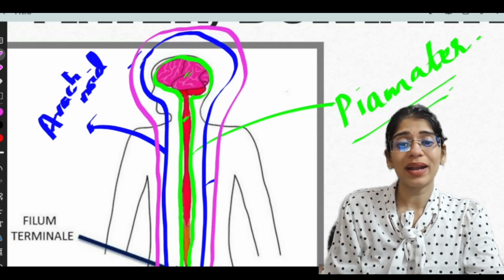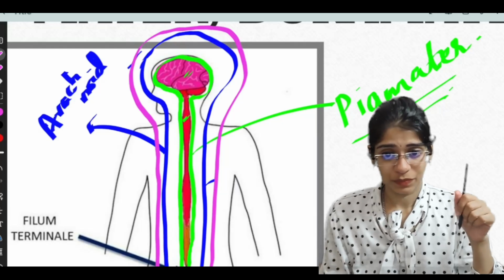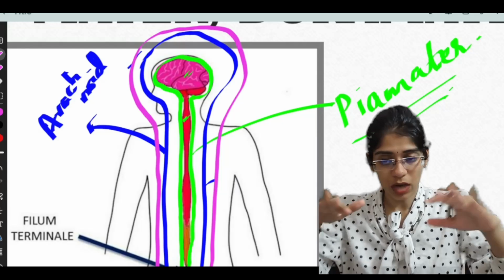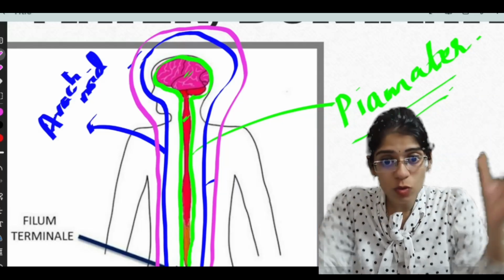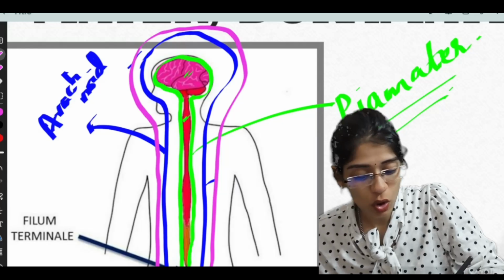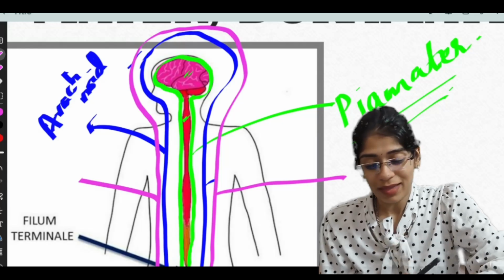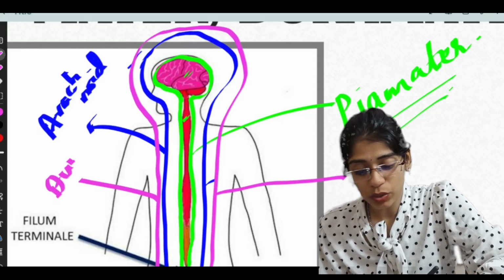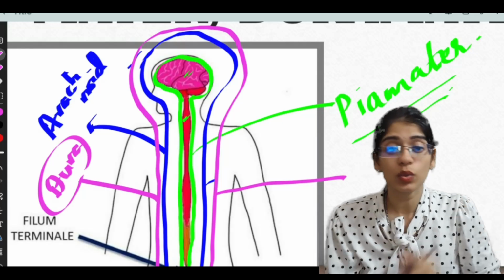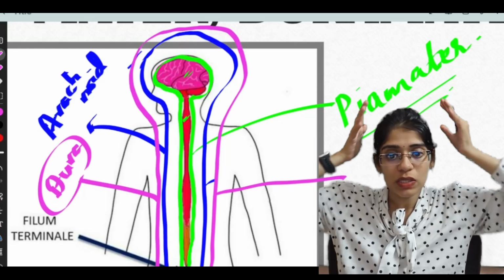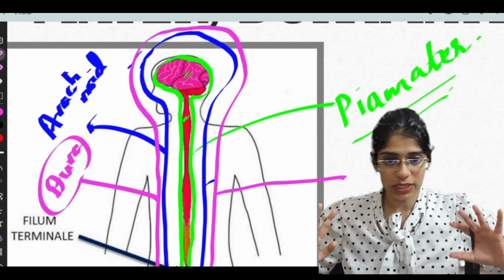Now you can see one layer that I have drawn in purple. See, that is the outermost layer. Outside of arachnoid mater, the outermost layer that we have is called what, guys? This purple color that I have drawn, very good, that is dura mater. What is it? Dura mater. Now this dura mater is in close relation to your skull, right? Because it is the outermost layer.